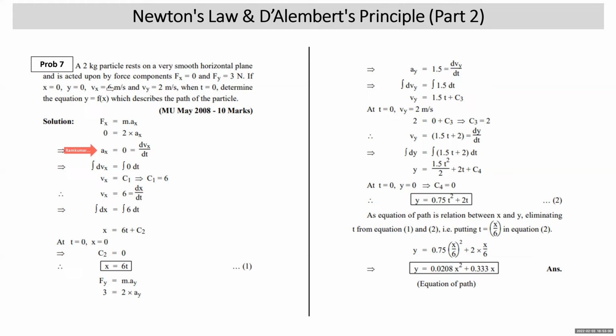Now, vx is 6, which can be written as dx by dt. Separating the terms and integrating both sides, you get x is equal to 6t plus c2. At t equal to 0, x is 0, so you get c2 as 0. X is equal to 6t.